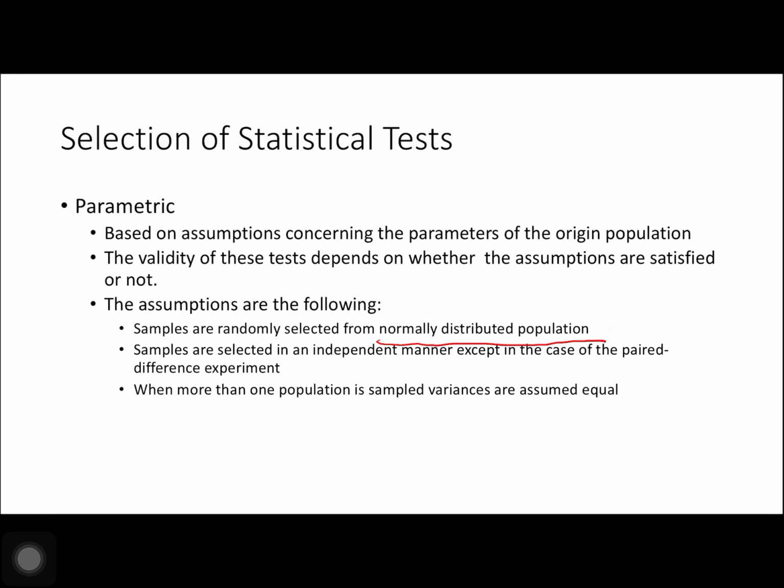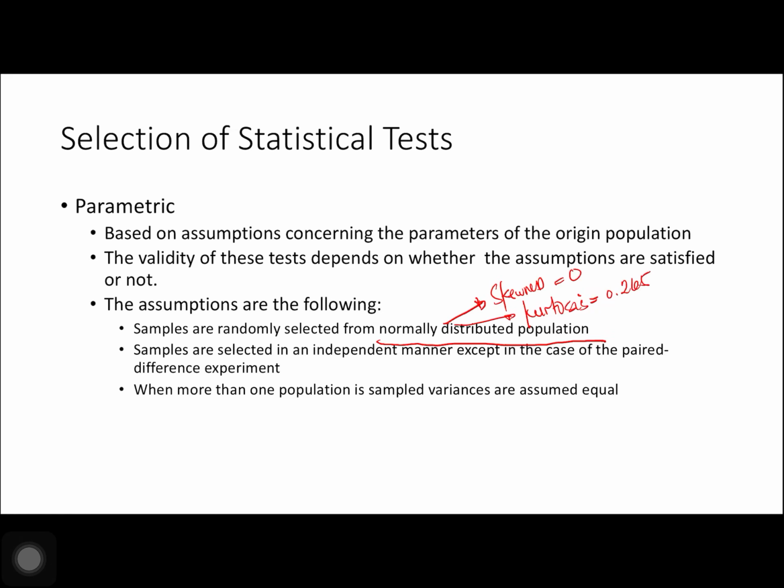So how do we test the normality of our distribution, of the normality of our data? We can compute for its skewness, that it should be 0, okay? And also kurtosis, that is, it should be 0.265, okay?